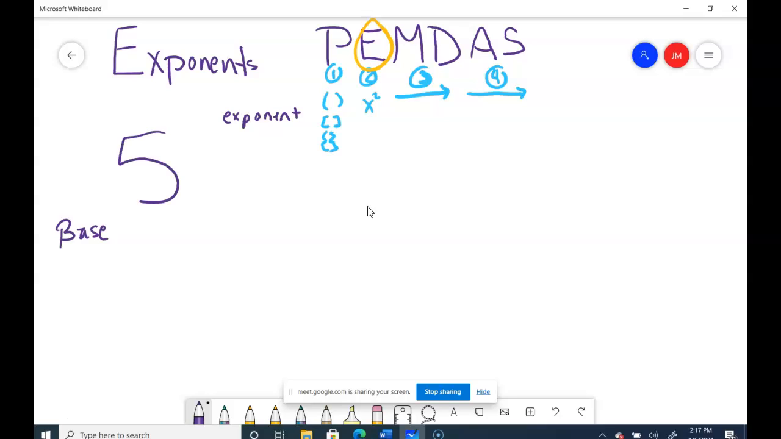So if I have 5 with a 3 up here, 5 is my base. 3 is my exponent. We are multiplying the base as many times as the exponent tells us to. So in this case, I'm going to multiply 5 3 times. How are we doing so far?